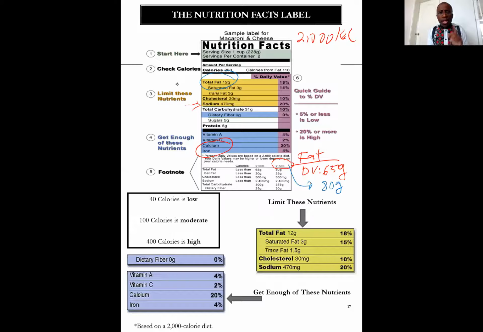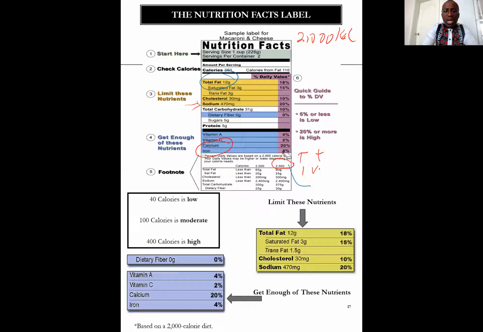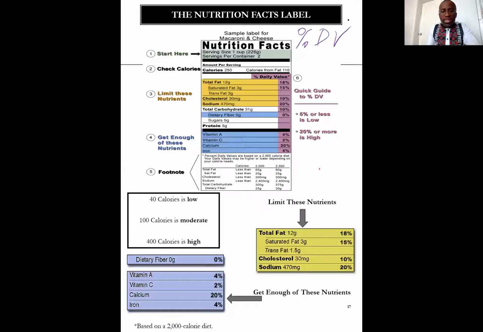Okay. So now let's talk about this. And this is where a lot of people had problems last semester. Okay. This time I would like to talk about percentage daily value. Percentage daily value. What is it?